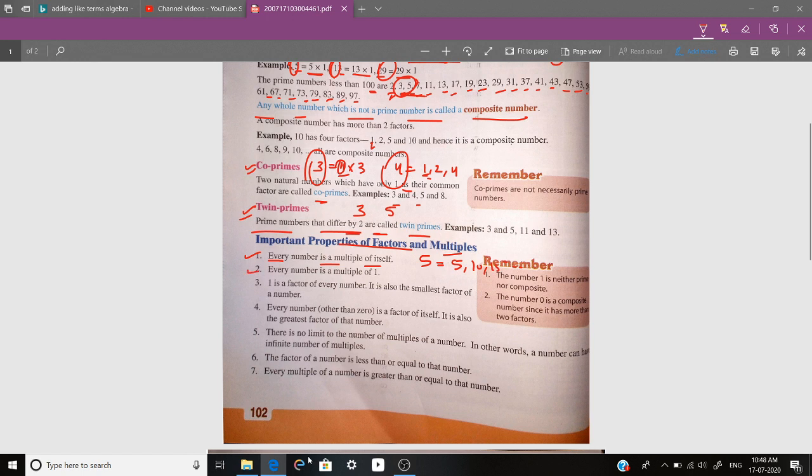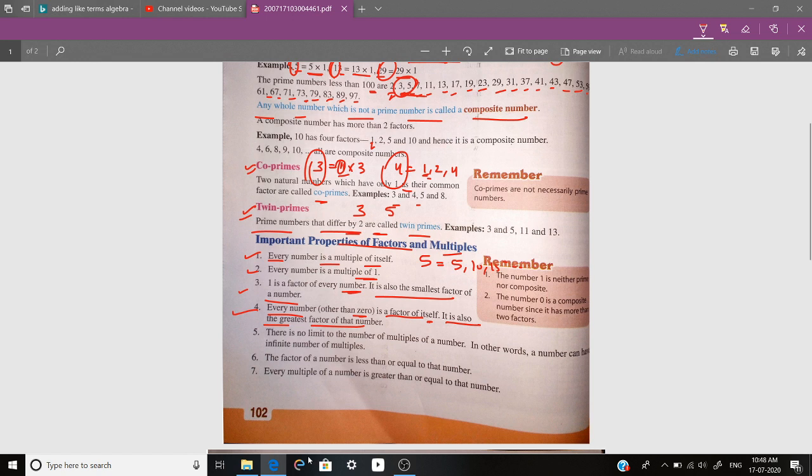Second, every number is a multiple of 1. Third, 1 is a factor of every number, and it is also the smallest factor of a number. Fourth, every number other than 0 is a factor of itself. It is also the greatest factor of the number. So there are 2 very important points: 1 is a factor of every number, and the number itself is a factor of every number.